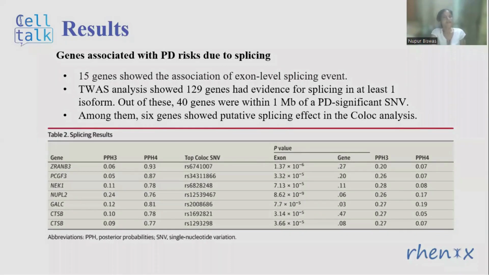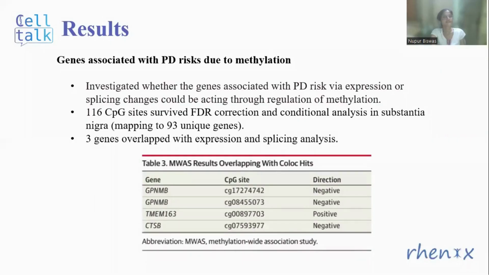Further analysis involved identifying methylation changes. They investigated whether the genes associated with Parkinson's disease through expression or splicing changes could be acting through regulation of methylation. They identified around 116 CpG sites prone to methylation in the substantia nigra region, which is the region responsible for Parkinson's disease. And 3 genes overlapped with the expression and splicing analysis. These 3 genes are GPNMB, TMEM163, and CTSB.